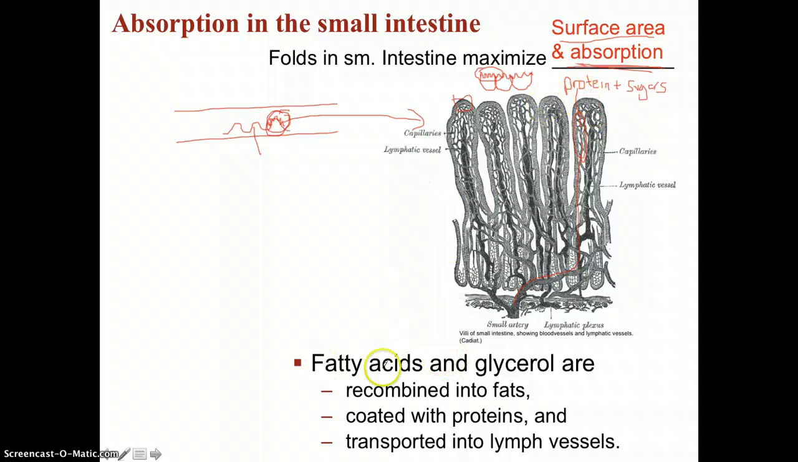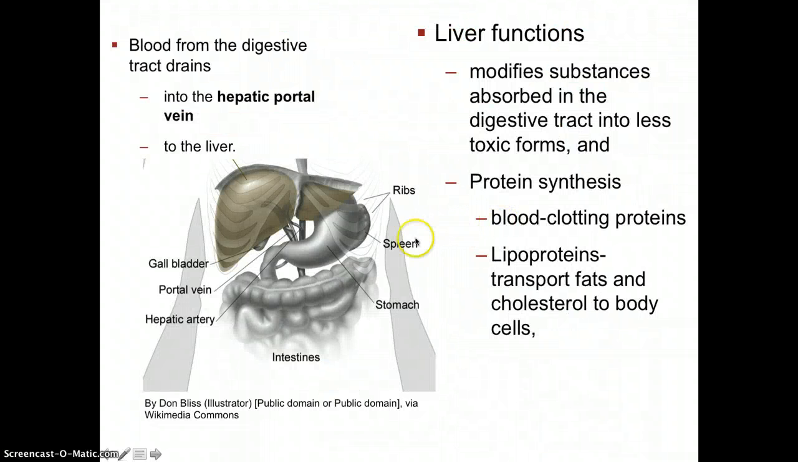The fatty acids and glycerol, once they're absorbed, recombine into fats. They're coated with proteins that can dissolve in blood. And then instead of going into the bloodstream, they go into these channels down the middle that are carrying lymph. So these will eventually get into the blood, but immediately go to the lymph vessels. We'll talk about those later. So this is kind of important.